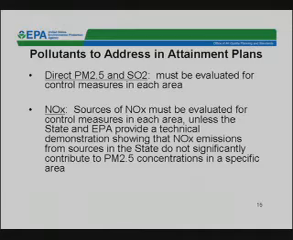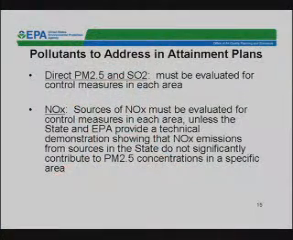And the rule has policies for the main precursors and for direct PM 2.5. For direct PM 2.5 and for sulfur dioxide, the policy is that states must evaluate sources for control measures of both of these pollutants. And these need to be evaluated in each area. For sources of NOx, states must evaluate sources of NOx for control measures in each area unless the state and EPA provide a technical demonstration showing that NOx emissions from sources in the state do not significantly contribute to PM concentrations in the specific area.